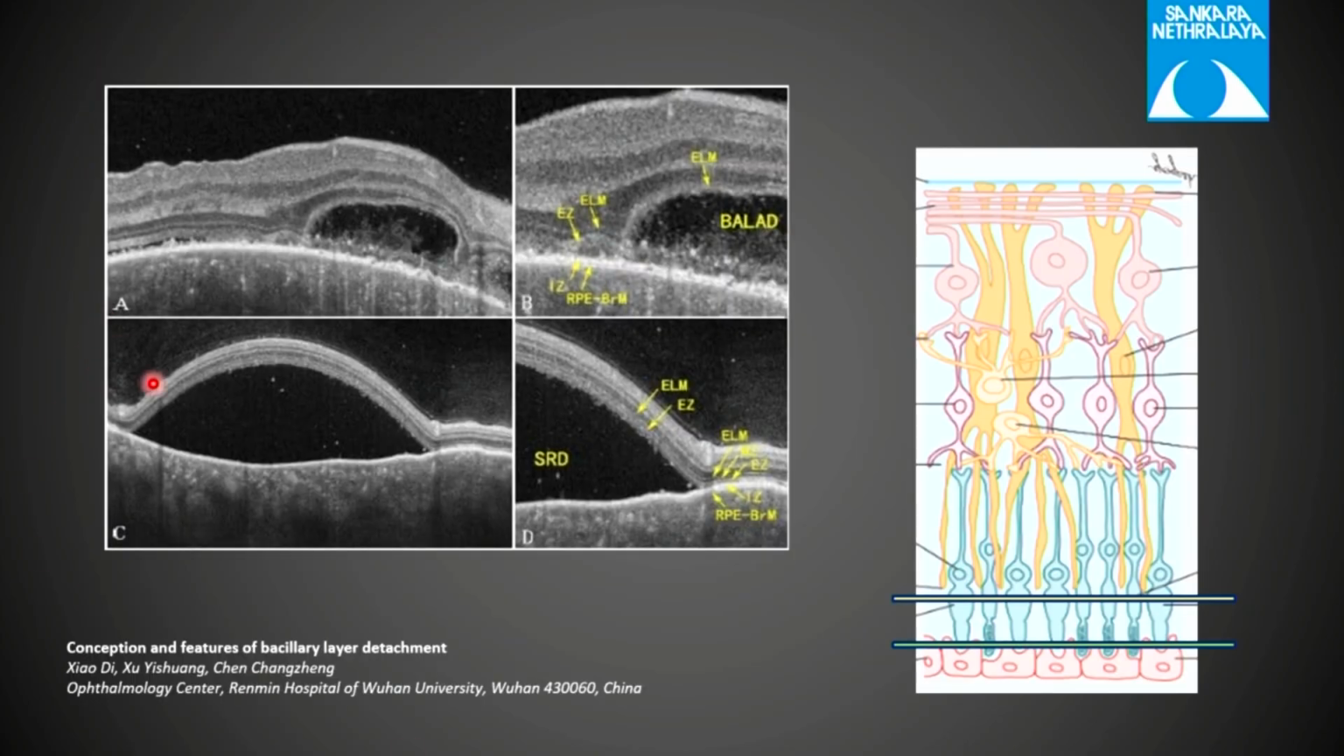And this just shows you the difference between the normal subretinal detachment and the bacillary layer detachment. Here you can see the layer detached is beneath the external limiting membrane. Here you can see the external limiting membrane is here. The separation beneath this is a bacillary layer detachment. That is, here is the myoid zone, the inner segment of the photoreceptor where it is located. And this is the normal retinal detachment. Here you can see the detachment is below the ellipsoid zone.